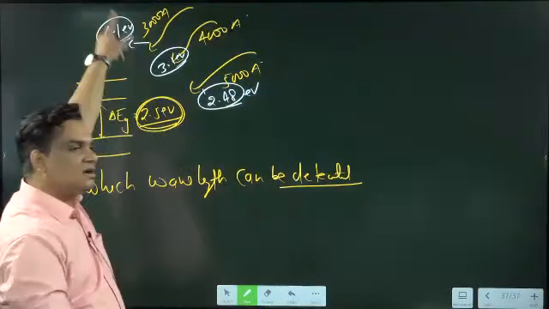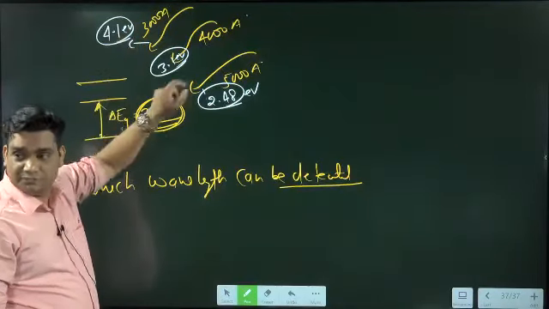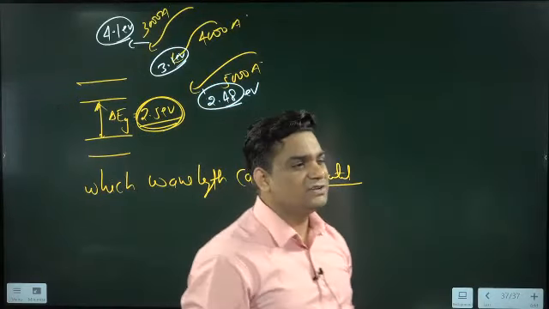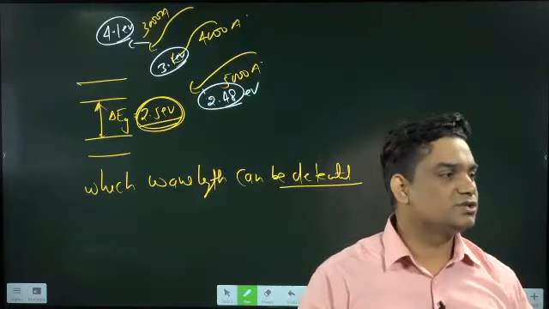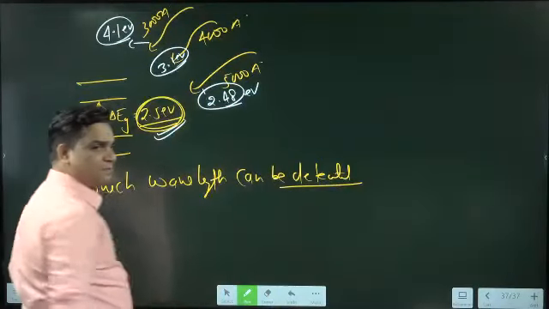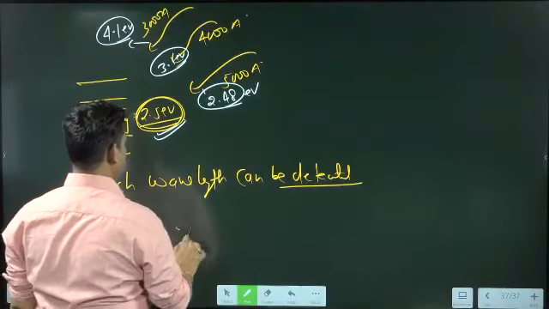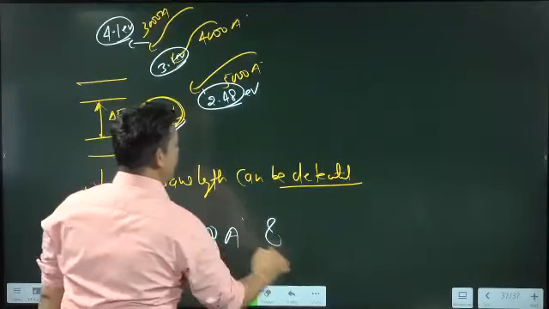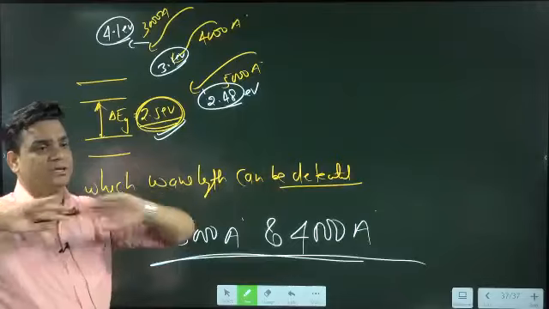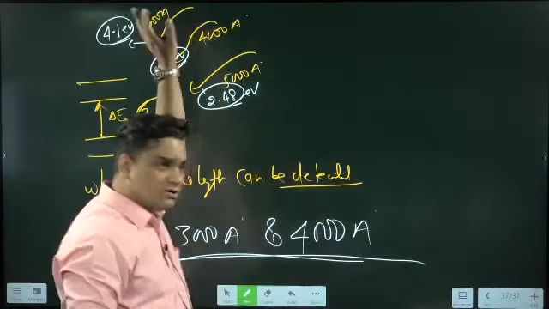3000 angstrom has 4.1 eV, which is more than 2.5. Yes, it can sense. 3.1 is more than 2.5. Yes, this can also sense. But for 5000, the energy is 2.48, which is lesser than the band gap, and lesser than the band gap it cannot sense. The answer will be 3000 angstrom and 4000 angstrom. Only these can sense. 5000 it cannot sense. Clear? This diode is over. Can we solve anything on the diode?